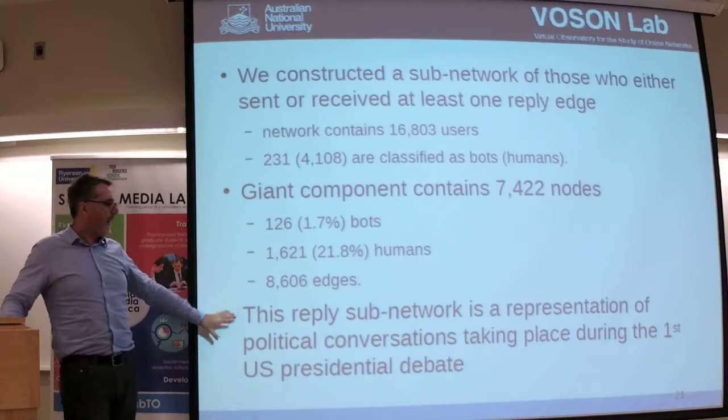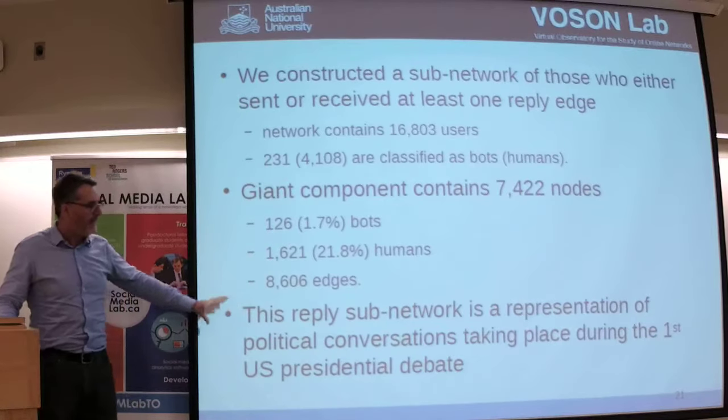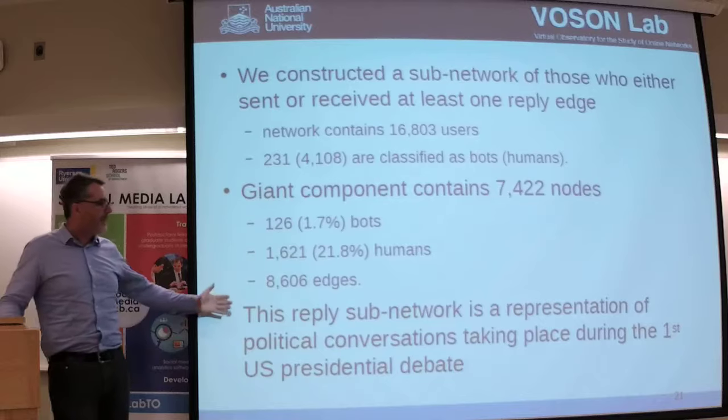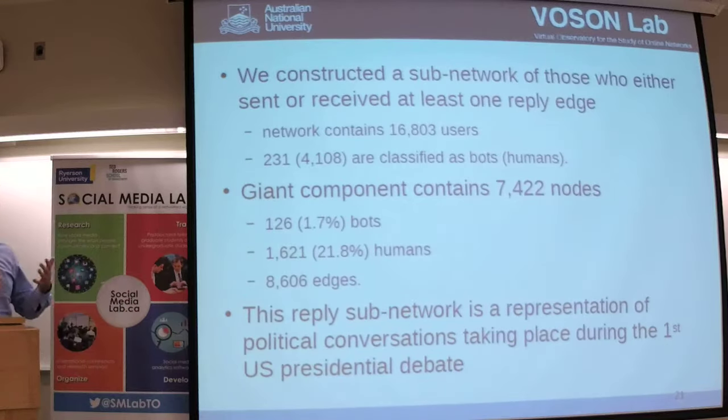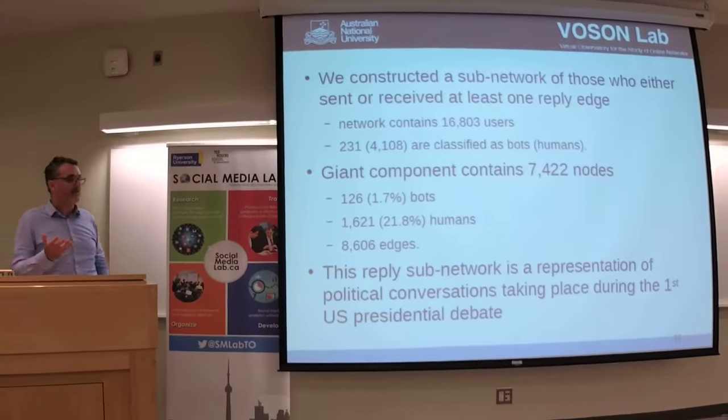And what we argue in the paper underlying this research is that this reply subnetwork is a snapshot of a conversation, or a number of conversations, that were taking place during this 2-hour period. Conversations relating to the debate.